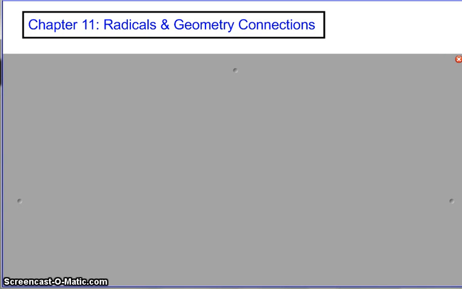So we're going into chapter 11 today, radicals and geometry connections. Before we do, I want to do a quick little thought about where we've come so far this year. The first kind of function that we graphed this year looked like, that's a really bad rendition, but looks like that. What is that called?